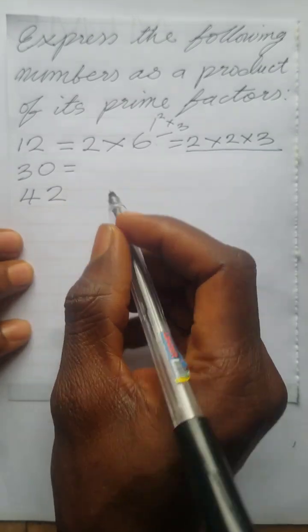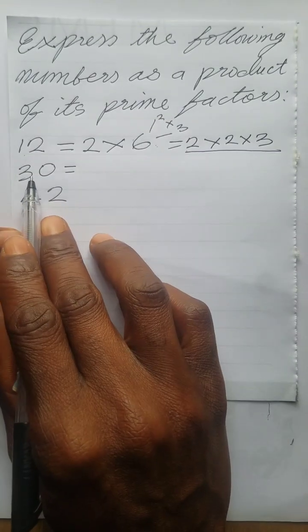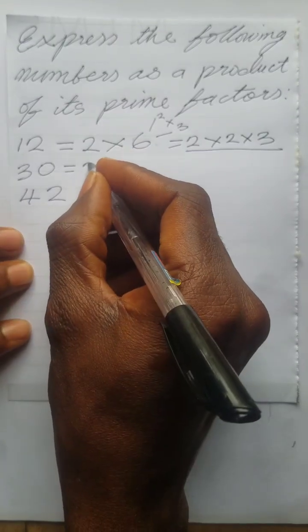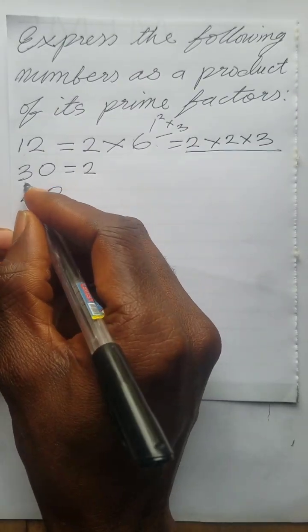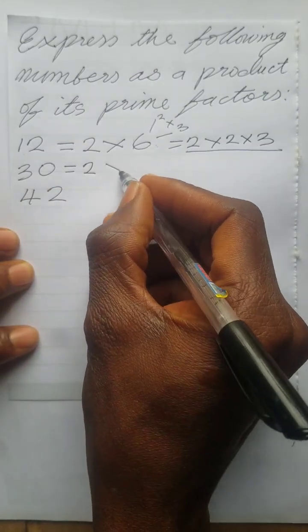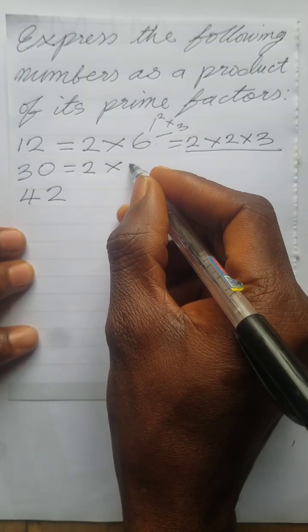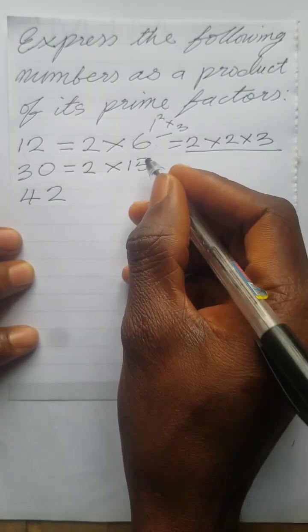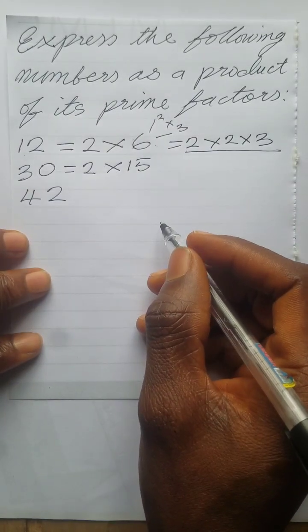Let's look at 30. Again, I'm going to start with 2. Never 1, because 1 won't change the number. I'll still have 1 times 30. So 1 times what gives 30? 1 times 15. We saw that already earlier on.